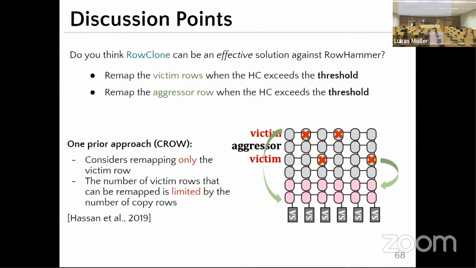Yeah, that's why I don't get why we would copy them instead of just remapping the aggressor rows to cells which aren't affected by RowHammer. Then we wouldn't need additional storage space. We could just swap the data we have there and swap the mapping as well.